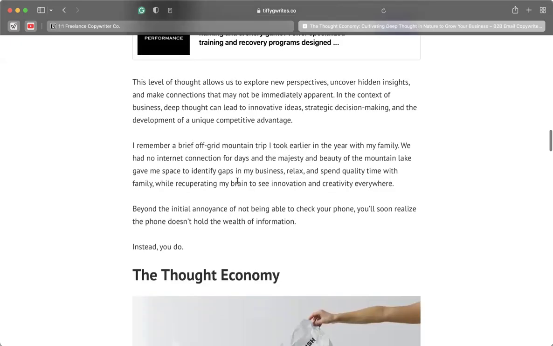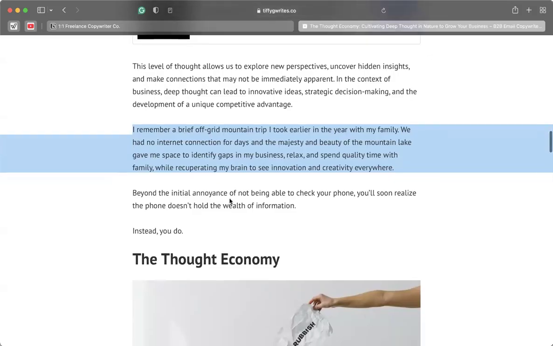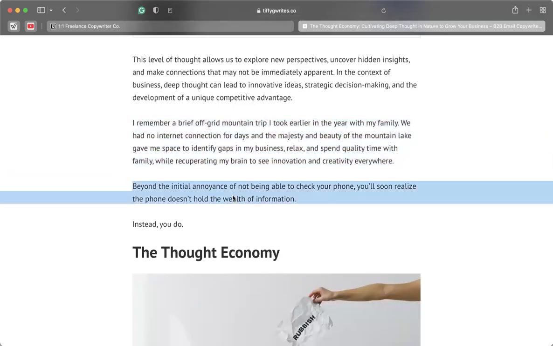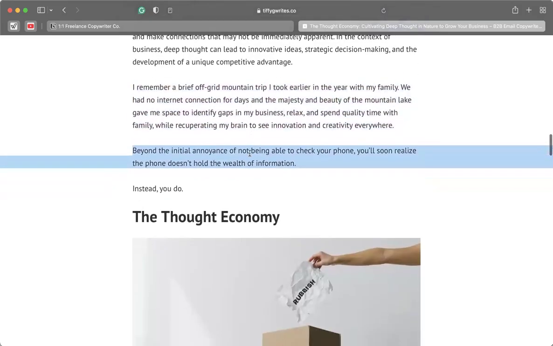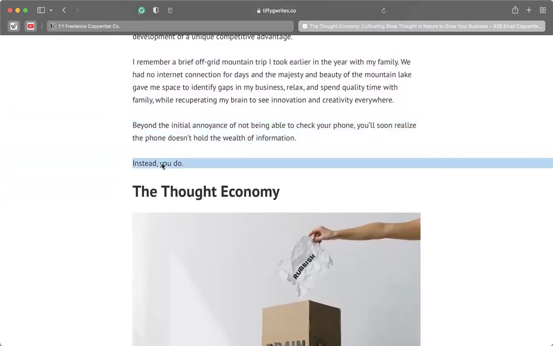We read that one. I remember a brief off-grid mountain trip I took earlier in the year with my family. We had no internet connection for days, and the majesty and beauty of the mountain lake gave me space to identify gaps in my business, relax, spend quality time with family while recuperating my brain to see innovation and creativity everywhere. Beyond the initial annoyance of not being able to check your phone, you'll soon realize the phone doesn't hold the wealth of information. Instead, you do.